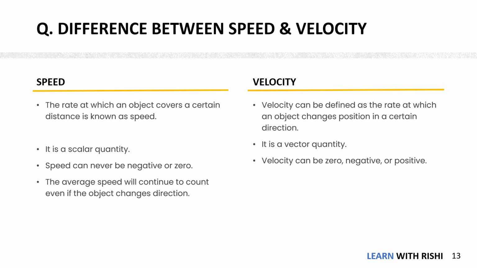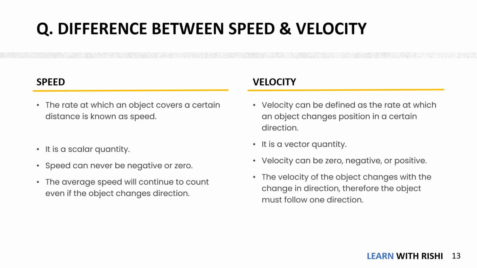Average speed will continue to count even if the object changes direction. But in the case of velocity, when the object changes direction, the velocity also changes. Therefore, the object must follow one direction. Let us elaborate this last point. For example, I am traveling from point A to B with a car, and my path is like this. So when I calculate the speed, I will calculate the distance of this path from A to B and divide it by the time taken for me to travel from A to B. This will be my simple speed.